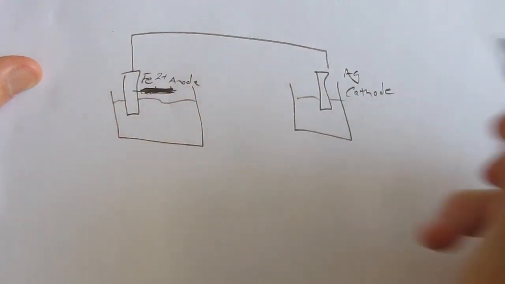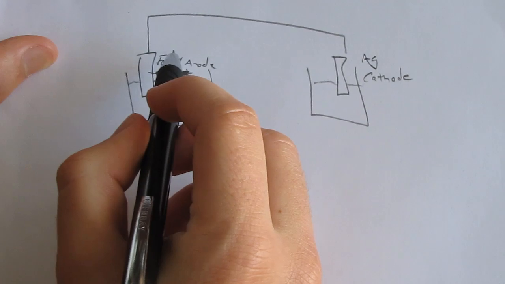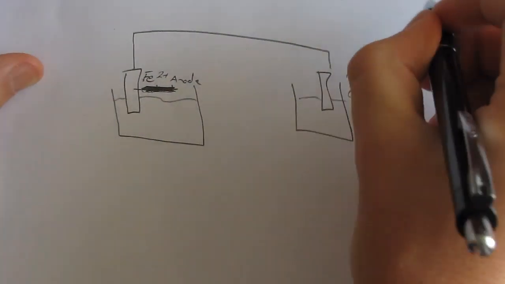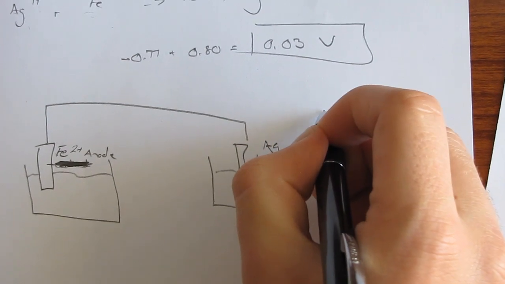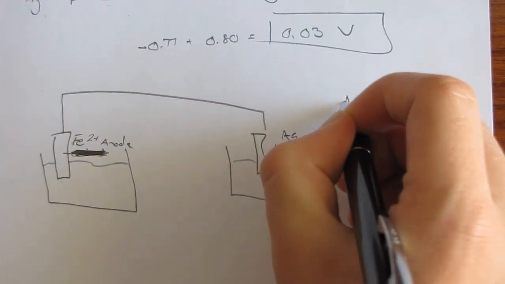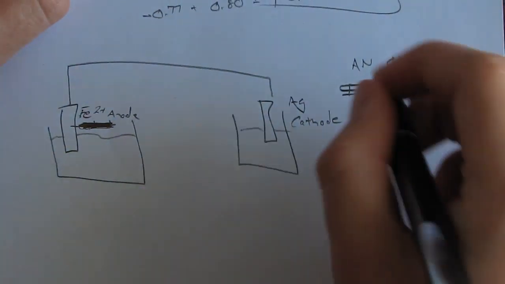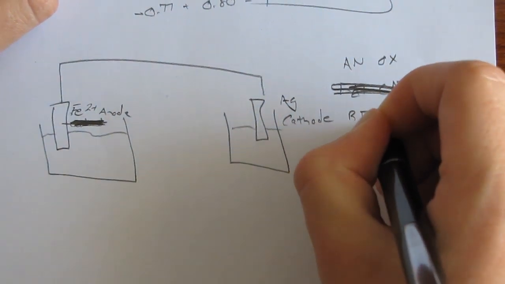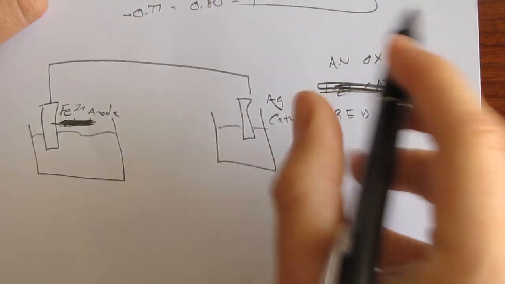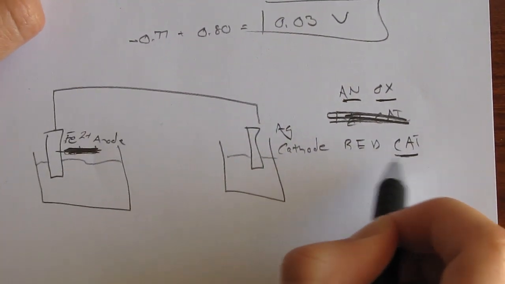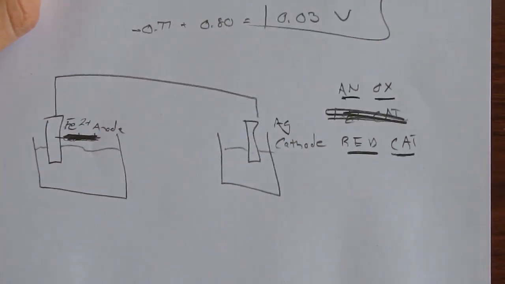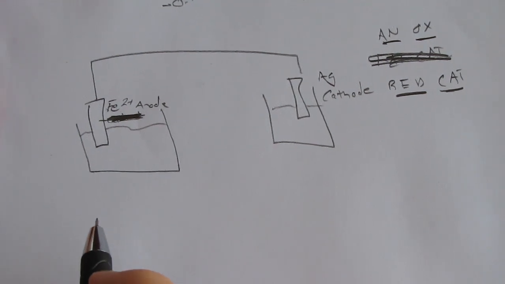A good way to remember which electrode is which is to use the mnemonic device again: an ox and red cat. The anode is where oxidation occurs, and the cathode is where reduction occurs. So that's just an easy way for you to remember how it goes.